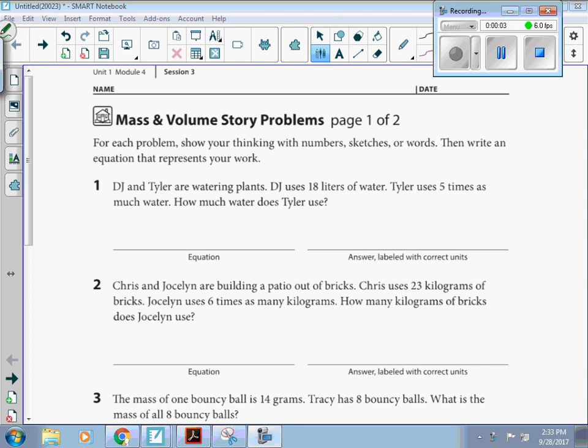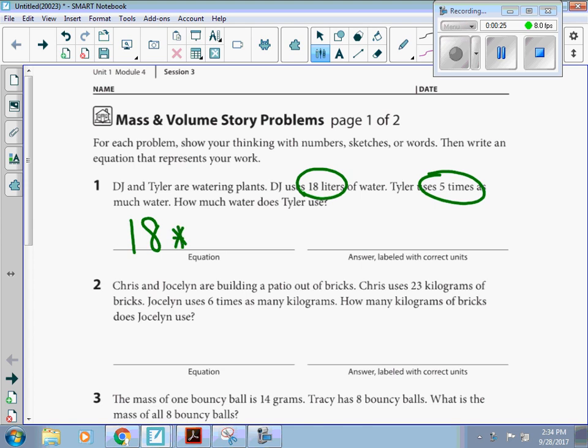Homework looks at story problems along with our measurement. So number 1, DJ and Tyler are watering plants. DJ uses 18 liters of water. Tyler uses 5 times as much water. How much water does Tyler use? For my equation then, I'm going to have my 18 liters and do 5 times that to get the water that Tyler uses. I'm going to put a T for Tyler.